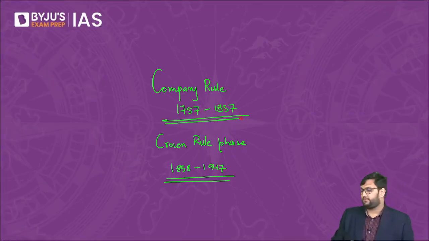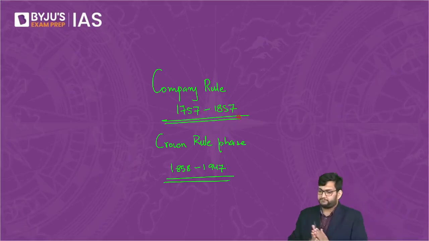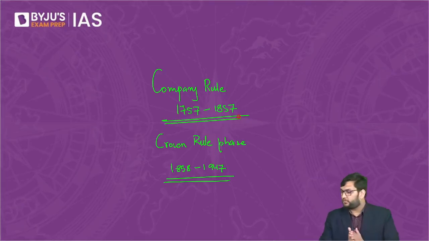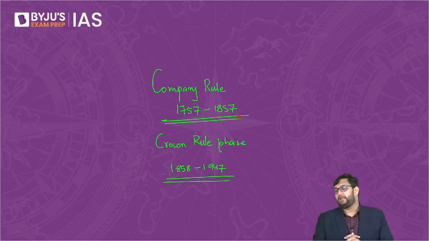100 years of company rule are over. Clear, everyone? Perfect, Shreya. Thank you. Okay. Open competition had already happened in 1853. But now the open competition will happen under the king or under the queen. Okay.